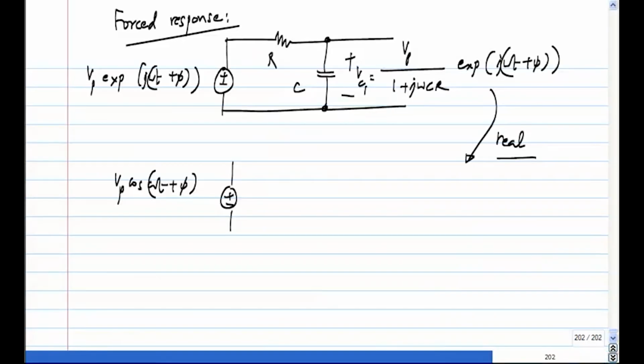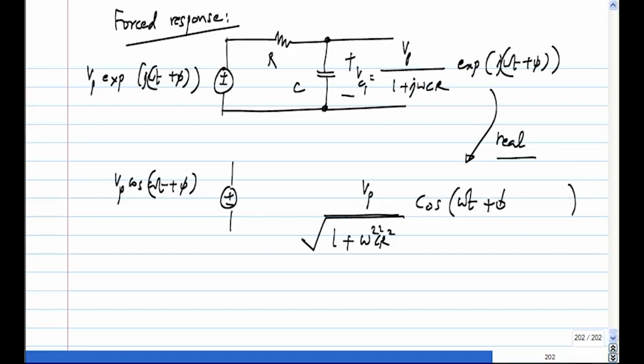So the response, the real part of this, has a cosine whose amplitude is Vp divided by square root of 1 plus omega square C square R square, and whose argument is omega t plus phi minus tan inverse omega CR.